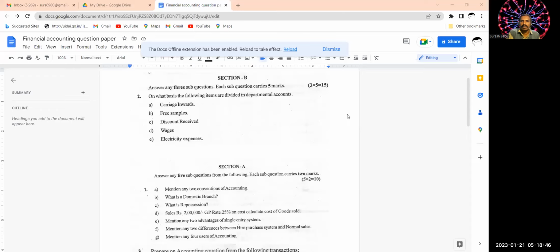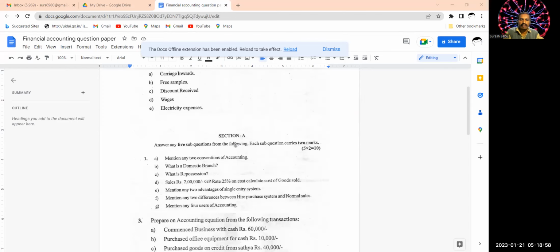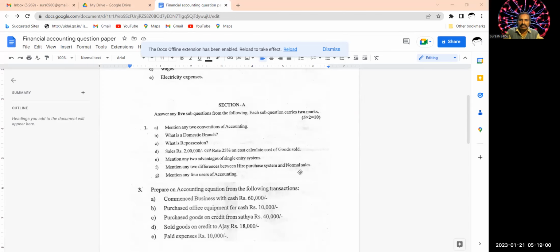I hope you see this particular page. This is a question paper analysis. What it says, the first A section: answer any 5 questions. Each question carries 2 marks. First question: mention any 2 conventions of accounting.